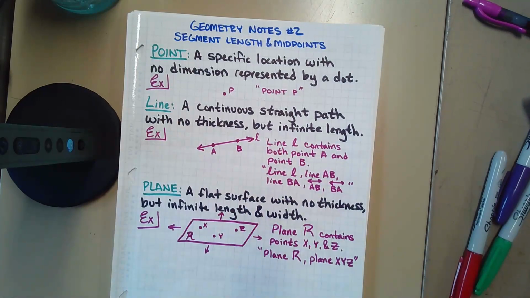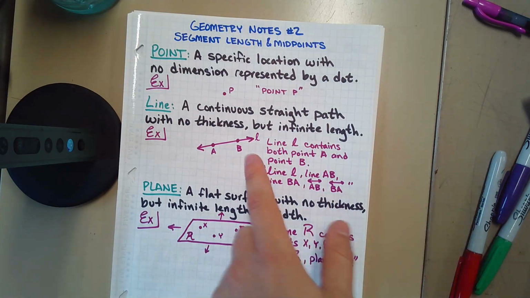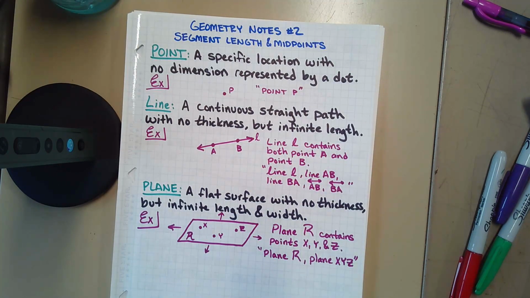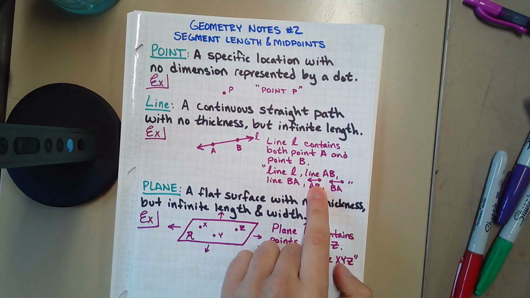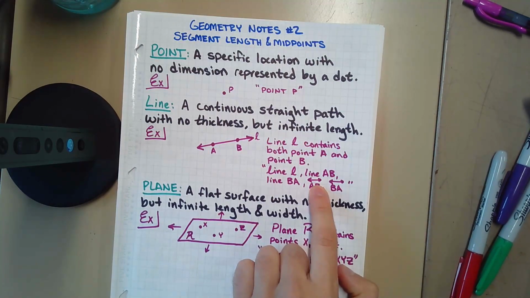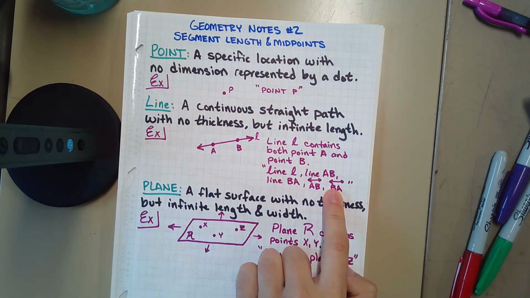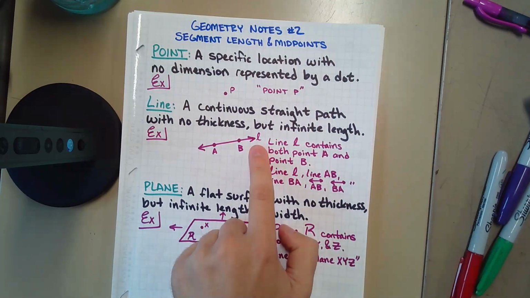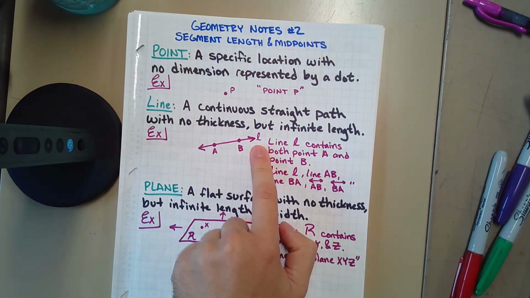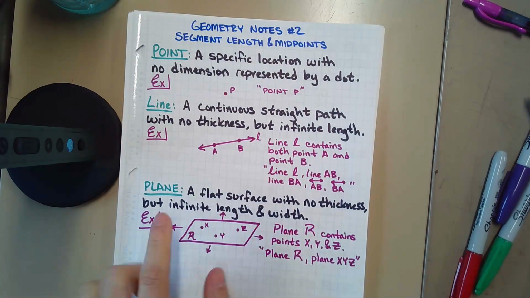Line, a continuous straight path with no thickness. But infinite length. So it goes on forever in both directions. Lines in here don't get cut off. They keep going and going and going in both ways. Okay? We label this line either by its points, line AB. You label it like this with the little arrows going in both ways. That's important. Or we can call it BA, right? Or we can call it line L, which is usually a low cursive letter. Okay? So you can call it line Q, line 7, not line 7, but line Batman signal, as long as it's cursive.